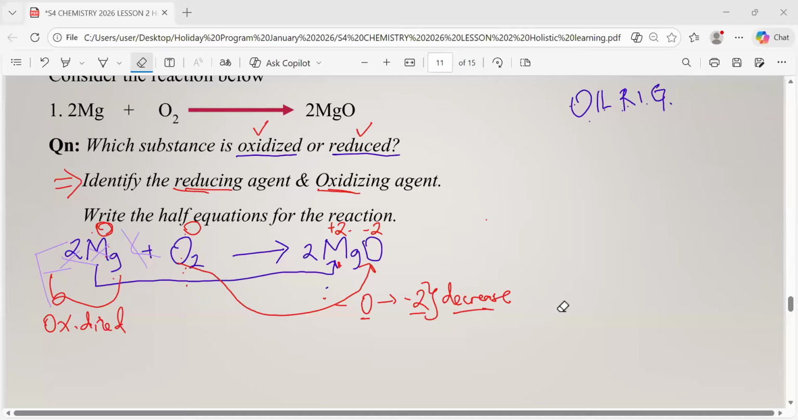Let's have someone tell us the reason also. Doreen? Yes. Magnesium is the oxidizing agent because it loses electrons. And then oxygen is the reducing agent because it gains electrons.